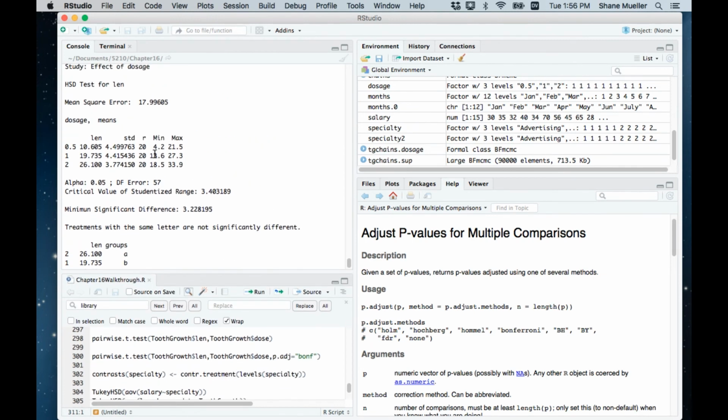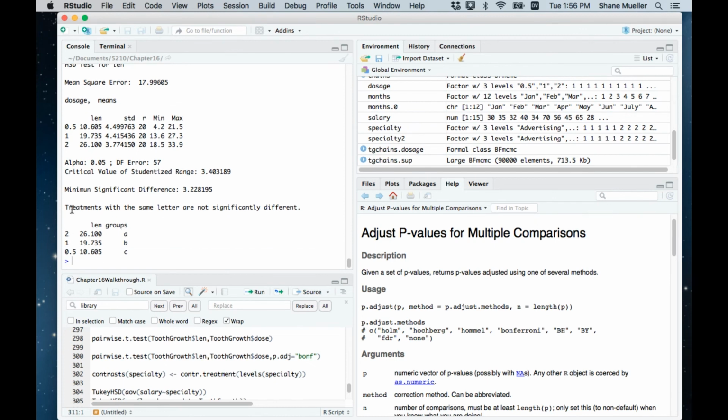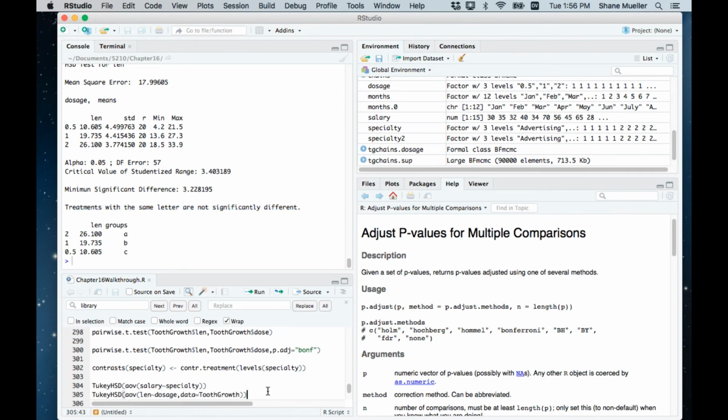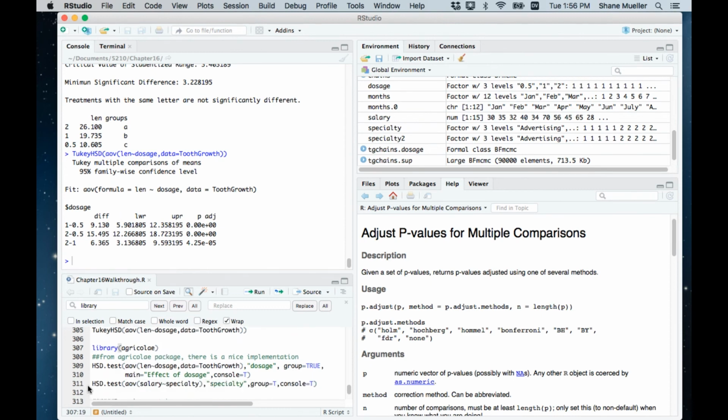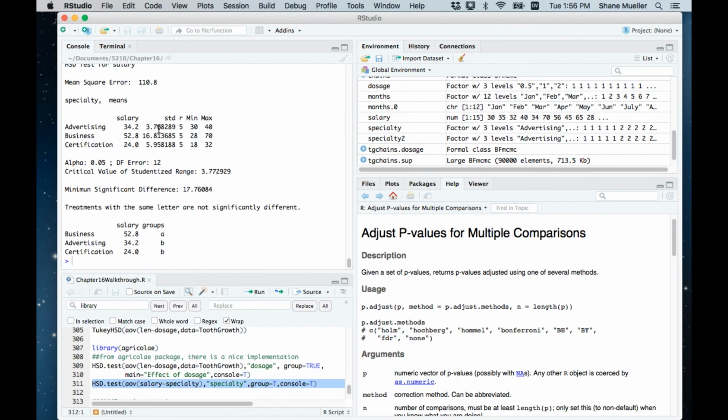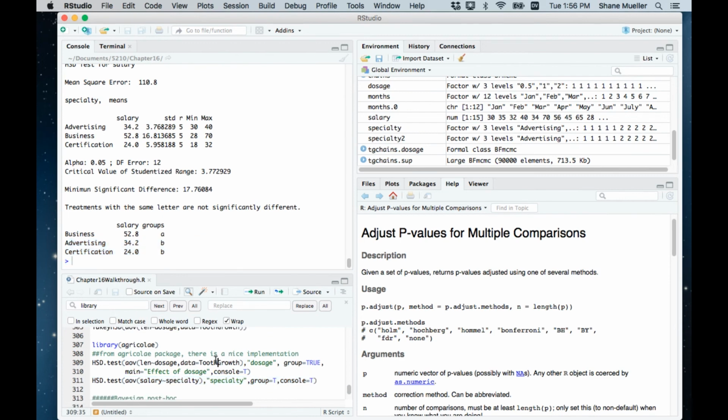It gives you a little more information, and at the end it says treatments with the same letter are not significantly different. So A, B, C are each significantly different. But here for the salary by specialty, we have A, B, and B, which means advertising and certification are not significantly different according to this test. So these are both low, and this is high, and there's not strong evidence that advertising really makes more money than certification. Even if they made the same amount, it's likely you'd get a difference that big given the sample size we had.